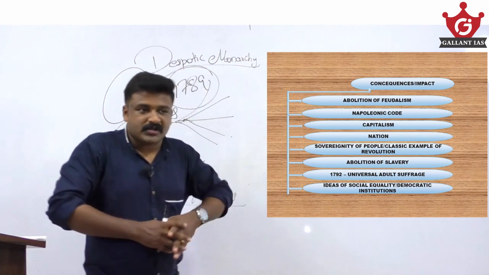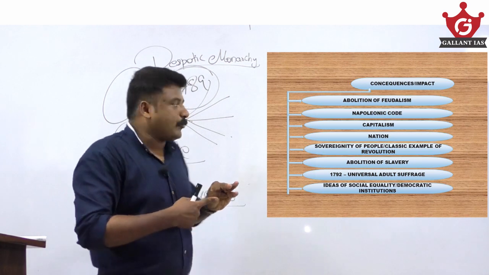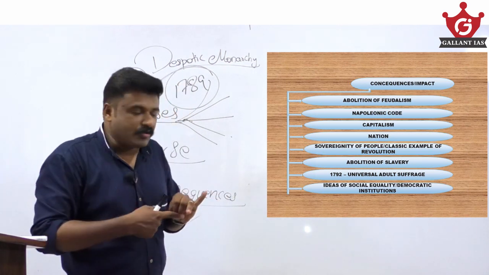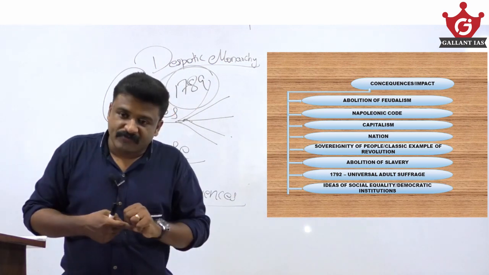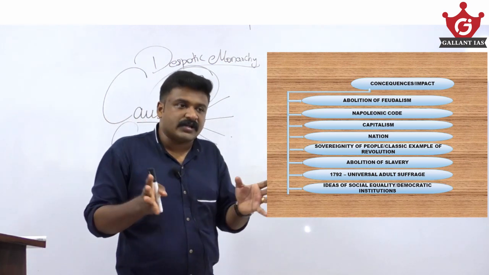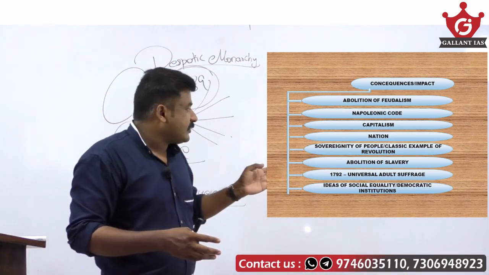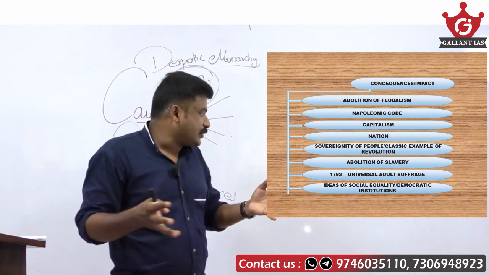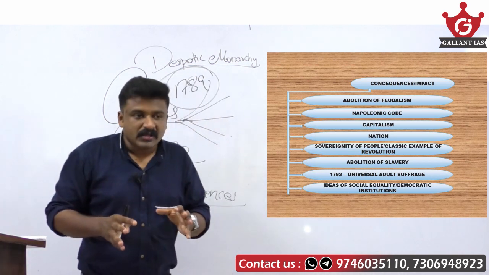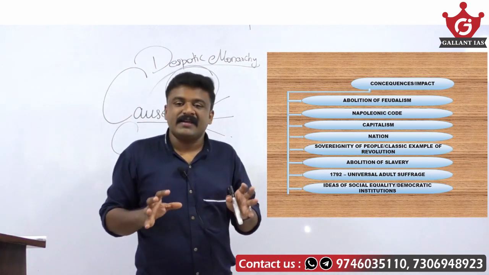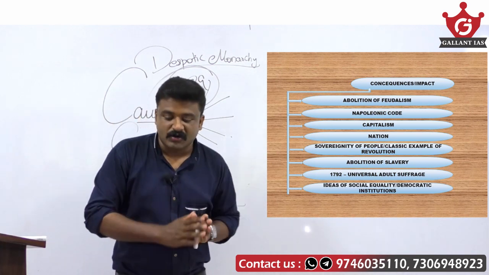Now this French Revolution is significant because of the abolition of feudalism, introduction of the Napoleonic Code, the generation of capitalism, and the building up of the nation state. Sovereignty of the people was promoted and highlighted here, a classic example of revolution. Then the abolition of slavery, universal adult suffrage introduced later, social equality, and democratic institutions were projected and promoted. These are some basic significance of the French Revolution which you have to focus on.